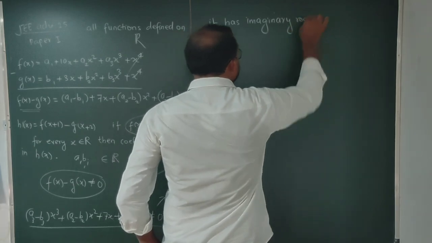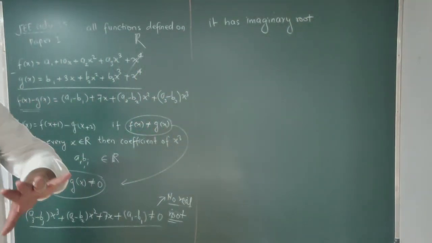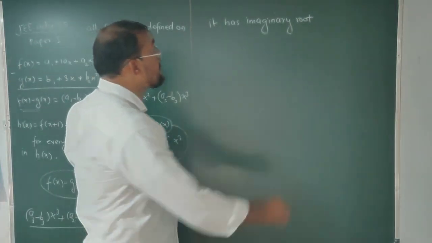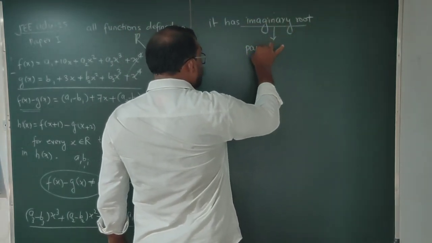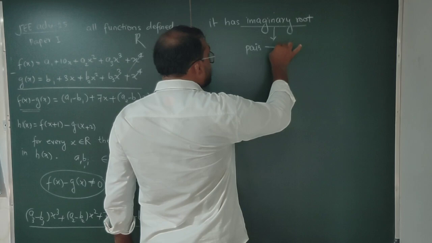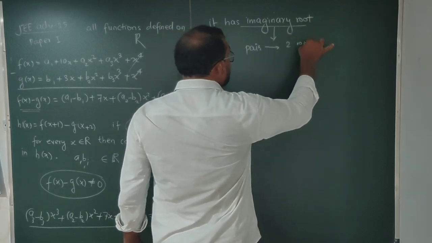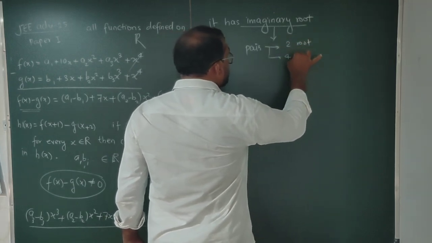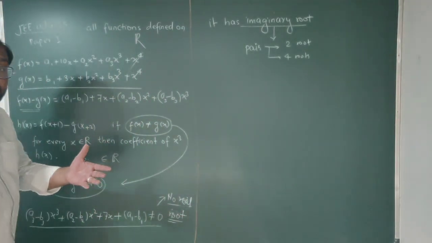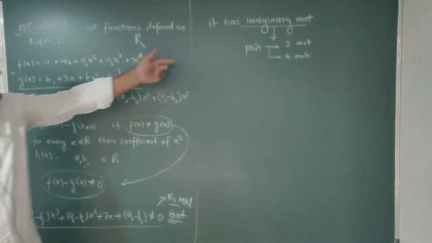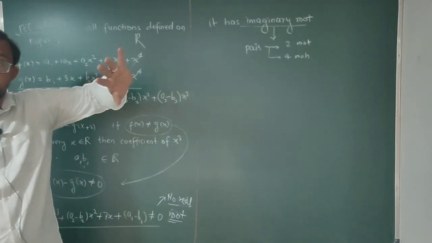Okay, that you also know. Now since it has imaginary roots, we know that imaginary roots always come in pairs. So either we have two imaginary roots, or we have four roots. Either two or four, because these are only imaginary roots. They only come in pairs.